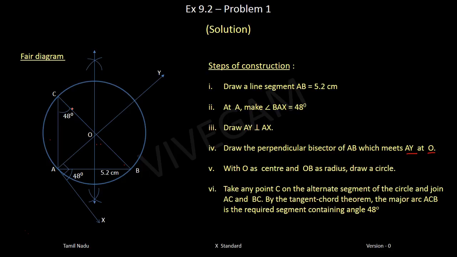As per the tangent chord theorem, the major arc ACB is the required segment containing the angle 48 degrees. If you measure that angle, it will be 48 degrees. So this arc ACB is the major arc containing the 48 degrees. And this is what we are asked to draw.